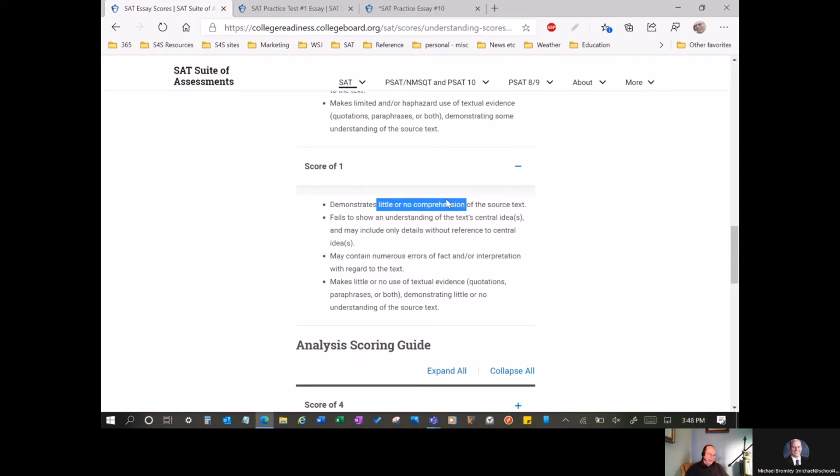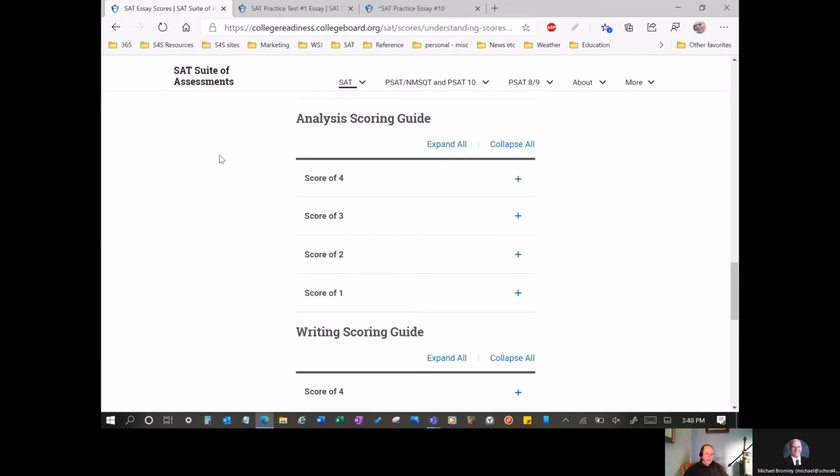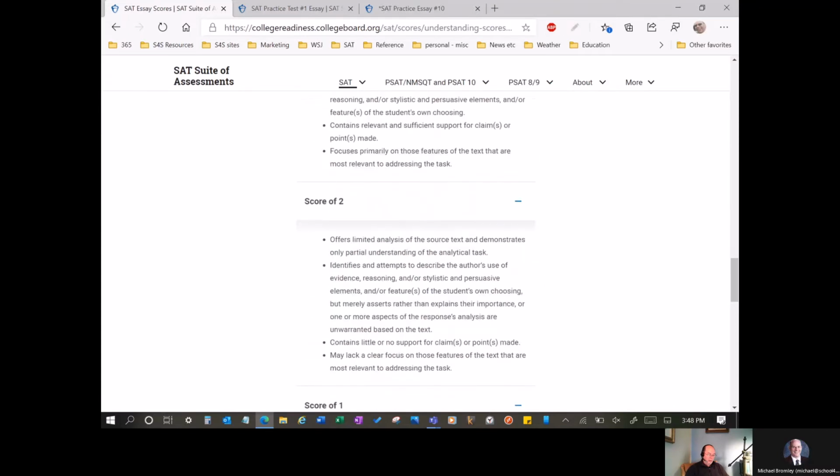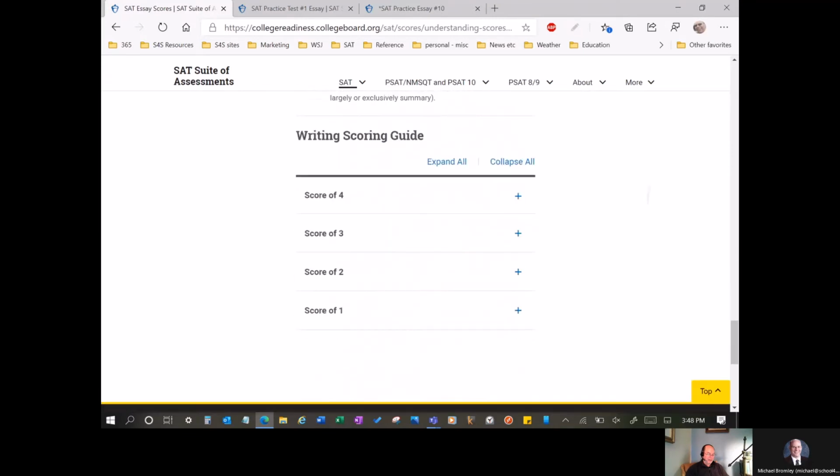All right, so the next thing is analysis. The analysis scoring guide is to demonstrate, let's see, thorough, score 4. What does that mean? A score 4 is insightful analysis of the source text. It demonstrates sophisticated understanding of the analytical task. We'll go over what that analytical task is: a thorough, well-considered evaluation of the author's use of evidence, reasoning, and persuasive elements. It has relevant, sufficient, strategically chosen support for claims, in other words, quotes. It consistently focuses on those features of the text that are most relevant to addressing the task. Then we have scores 3, 2, 1, where you get down to offers little or no analysis, et cetera.